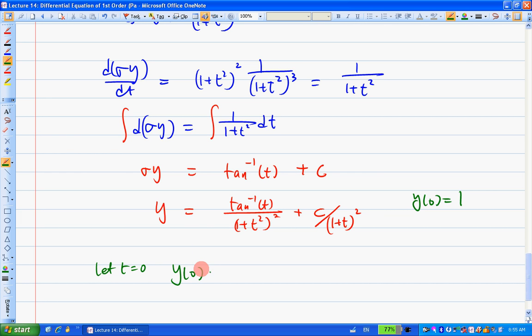So we get y(0). When we let t equal 0, let's look at the solution for y. t equal 0 means this denominator here is 1. And what's the arctan of 0? It's 0, so this whole term is 0, and this is just c. The initial condition tells us y(0) is 1, so that equals 1. So basically c equals 1. Just a second here. Am I right?